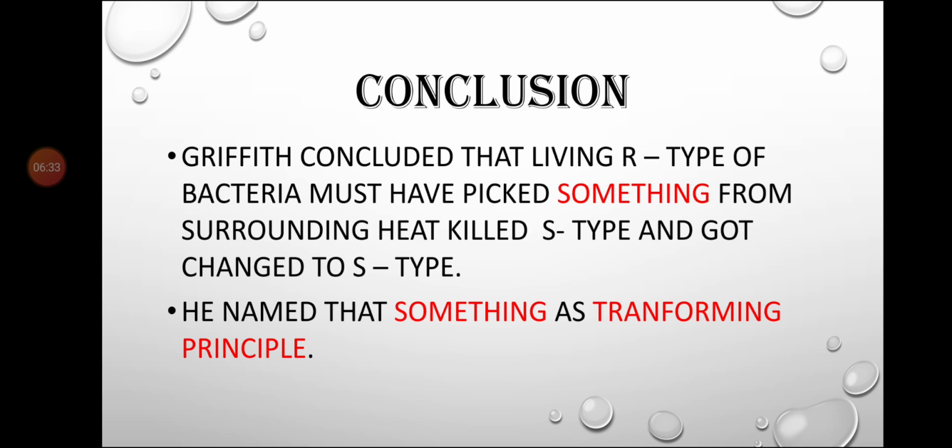In the board exams, there can be a question: what is transforming principle, or explain transforming principle. For this question, you have to write this Frederick Griffith experiment as your answer. The 4 steps that were carried out, you have to write in your paper. And then you have to write the conclusion that Griffith has given, that living R type has picked something from the surrounding heat-killed S type and got converted to S type. And then that something is named as transforming principle.